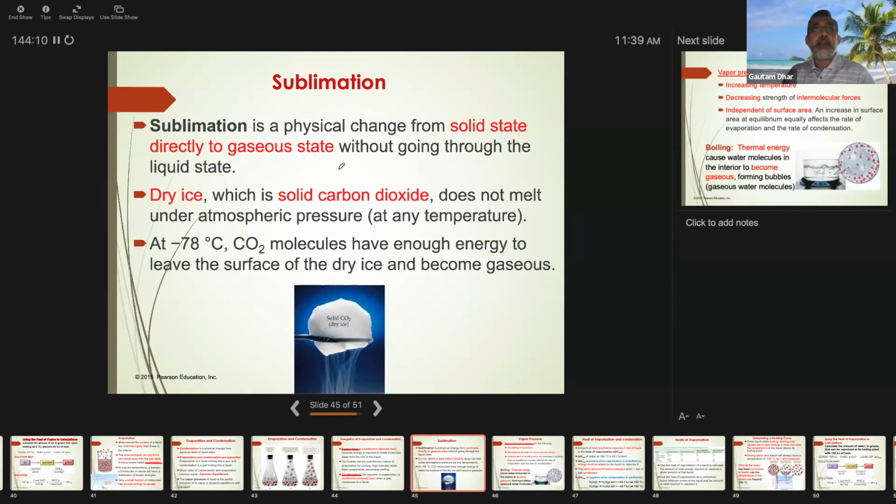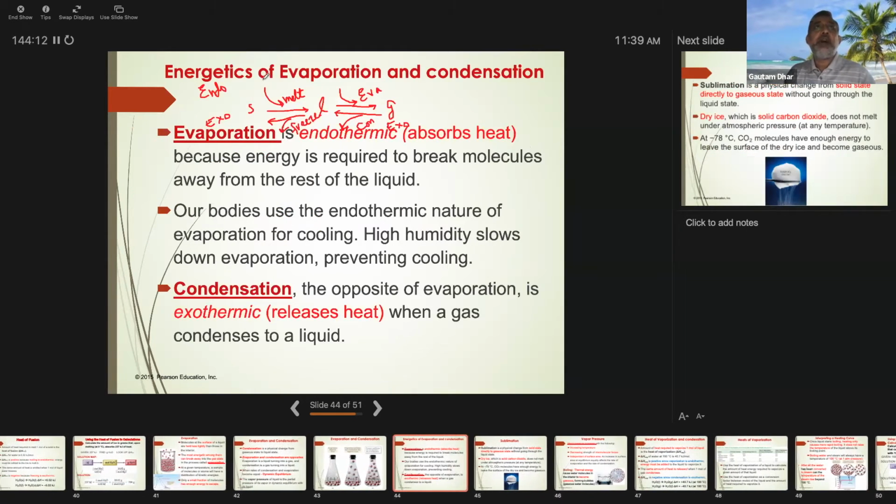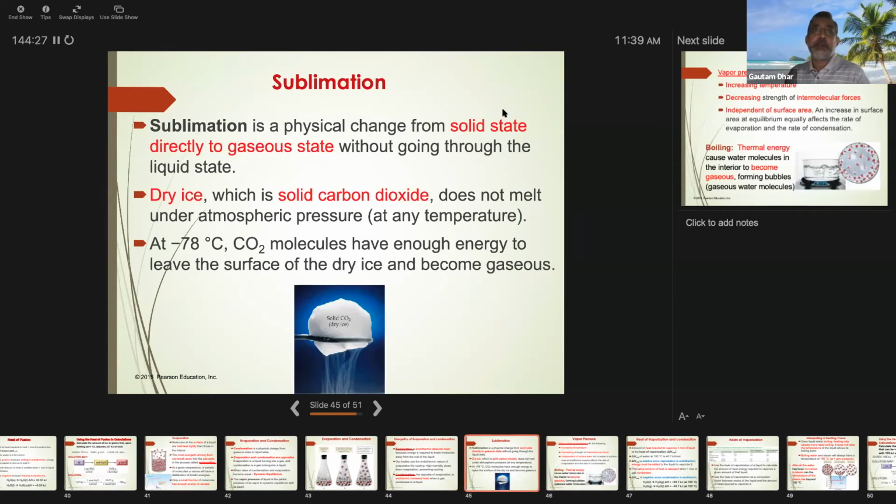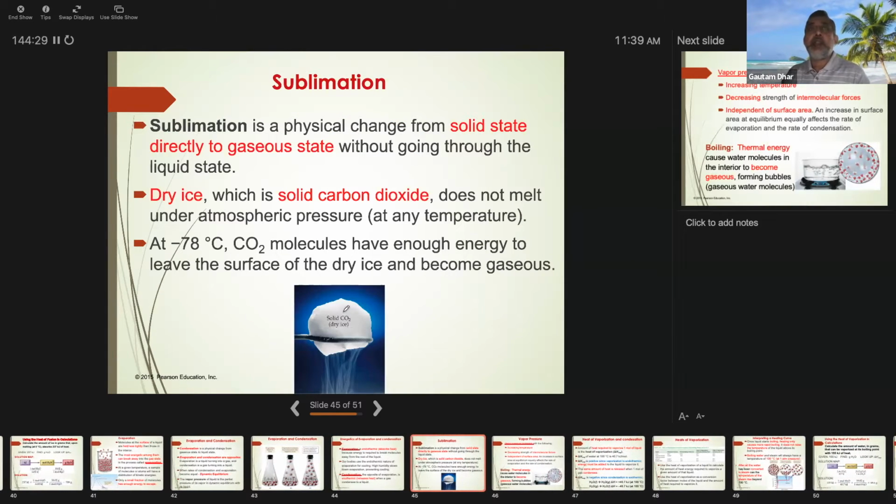Now, another thing is sublimation. Sometimes we see solid directly converting to gas without going through the liquid state, and this process is called sublimation. This is dry ice, solid carbon dioxide, and it can directly go from solid to gas without having a liquid state. That is why it's called dry ice. If you have dry ice, it will directly become gas without having liquid.